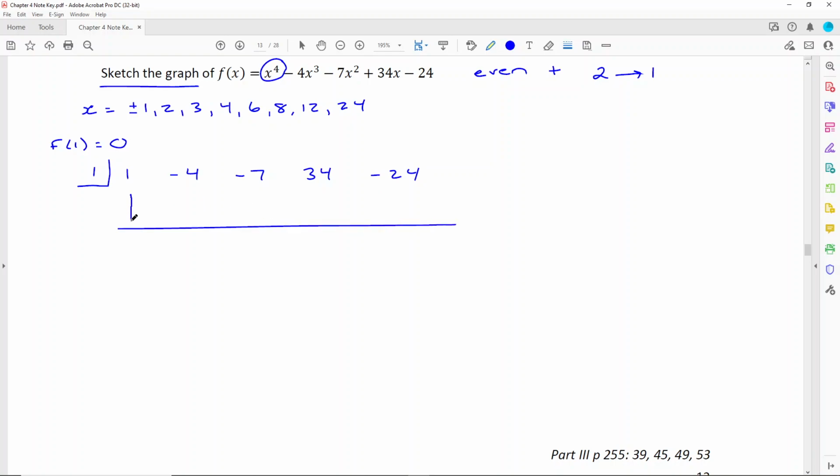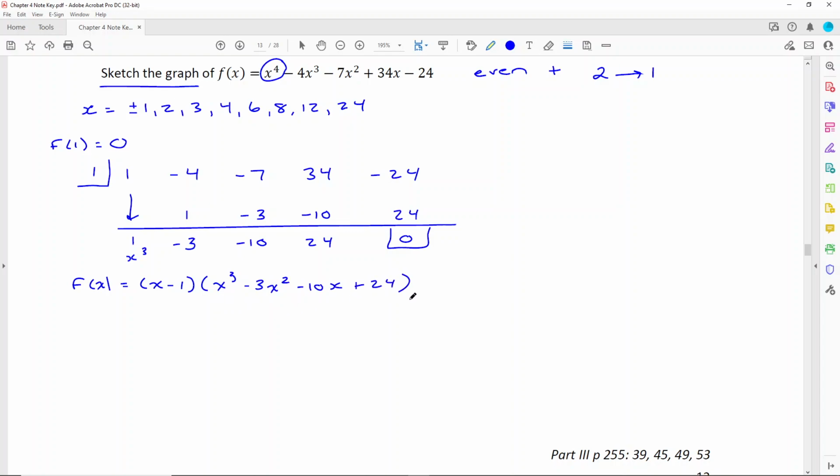Then we're going to do the process. Pull down, multiply, add, multiply, add, multiply, add, multiply, add. I got my remainder of 0, which means that this polynomial, f of x, is now going to factor to x minus 1, because my 0 was 1. And then my quotient is, because I divide an x to the fourth by an x, going to start with x cubed. So I'm going to have 1x cubed minus 3x squared minus 10x plus 24.